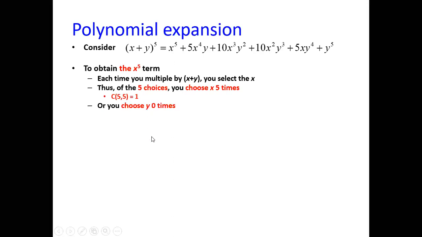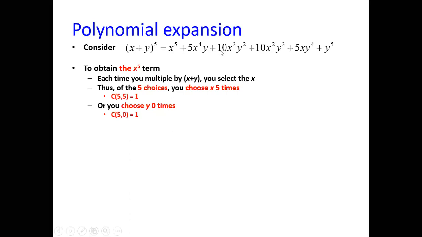Or we choose y 0 times. Here we have y power 0. So 0 times for y, so the combination of 5 comma 0, the same, will give us 1. Okay? Any question? Any question? No. Okay.